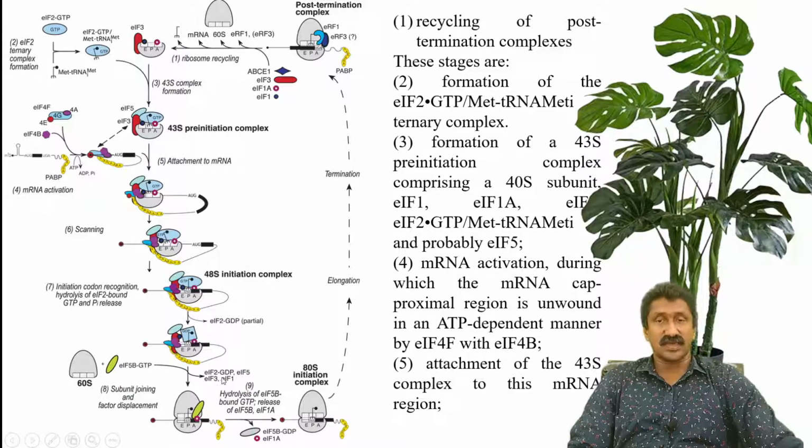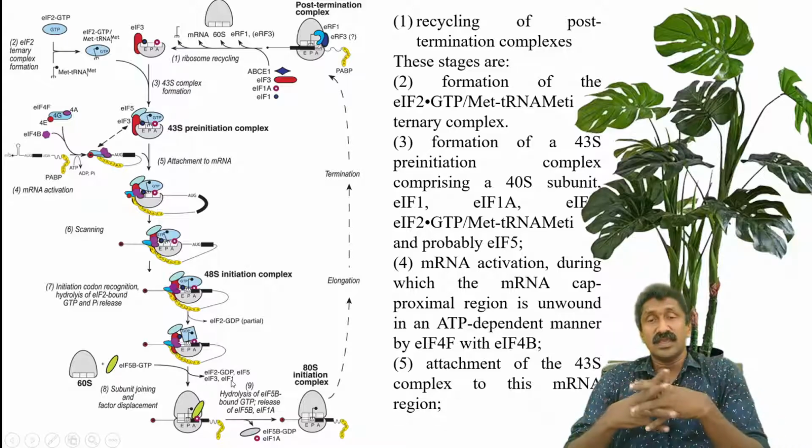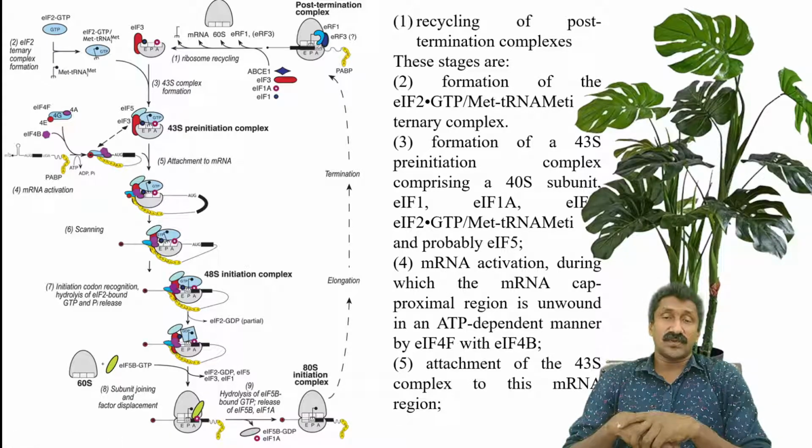And other factors like eukaryotic initiation factor 2 GDP, eukaryotic initiation factor 5, initiation factor 3, eukaryotic initiation factor 1, all these proteins which are required for initiation will be released at this point, and the GTP bound initiation factor 5B and the 60S subunit will bind to form the complete initiation complex, which has a sedimentation coefficient of 80S.